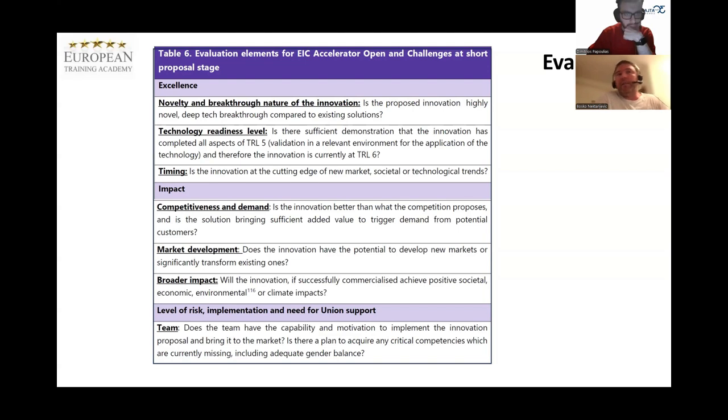Which is clearly the second question. Is there sufficient demonstration that the innovation has completed all aspects of TRL 5, which means validation in a relevant environment for the application of the technology? Now, taking into consideration that it might be an innovative service, product, business model, whatever, you need to construct what it means, relevant environment.